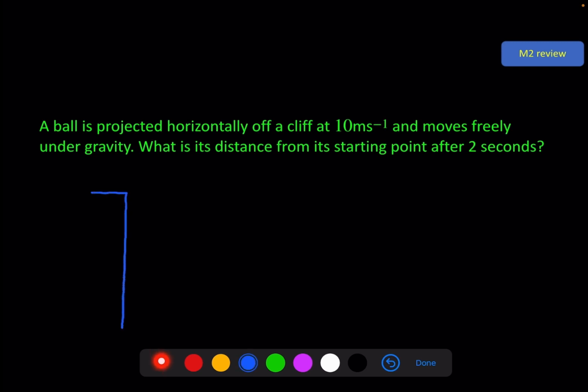So here we've got a cliff, we don't know how high it is, particle projected horizontally at 10 meters a second. And it moves freely under gravity, so gravity is the only force acting, which means it will follow a parabolic trajectory like this. What is its distance from its starting point after 2 seconds? Okay, let's say it's here after 2 seconds. And the question is, what is this distance here from its starting point to its point at t equals 2?